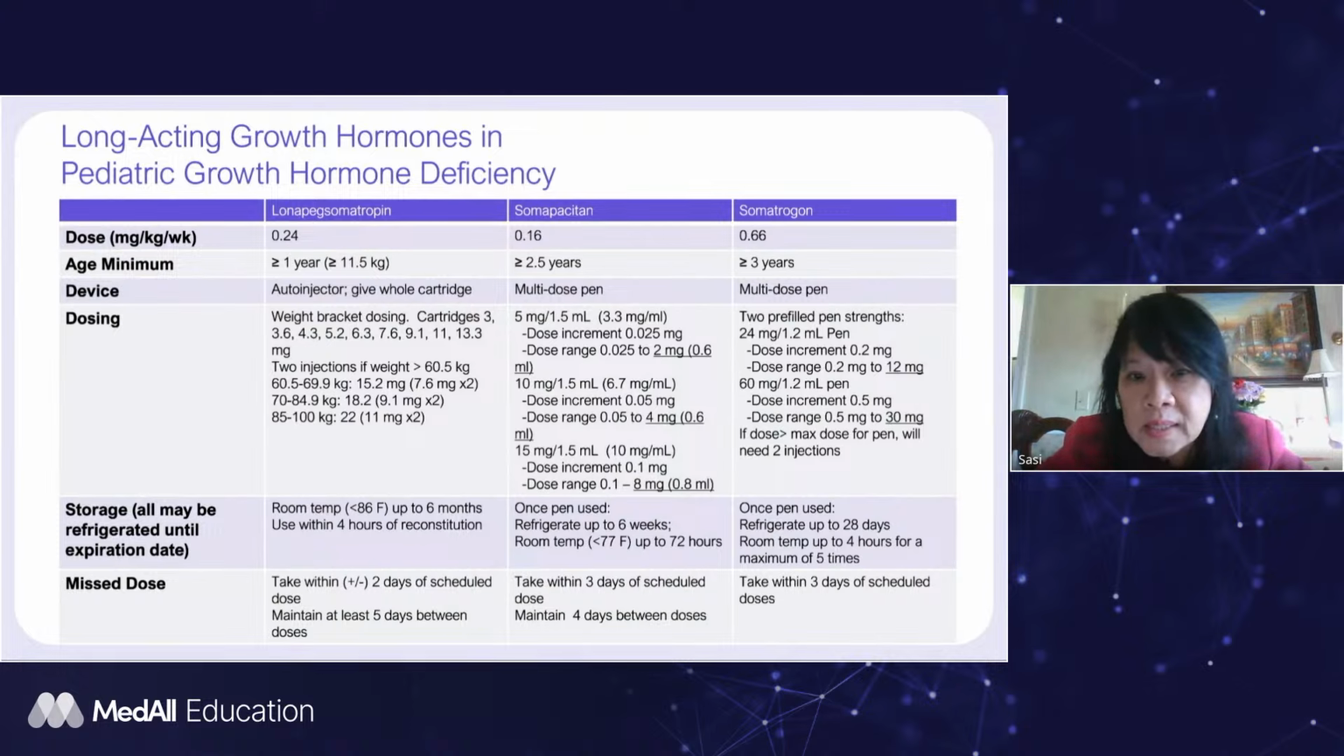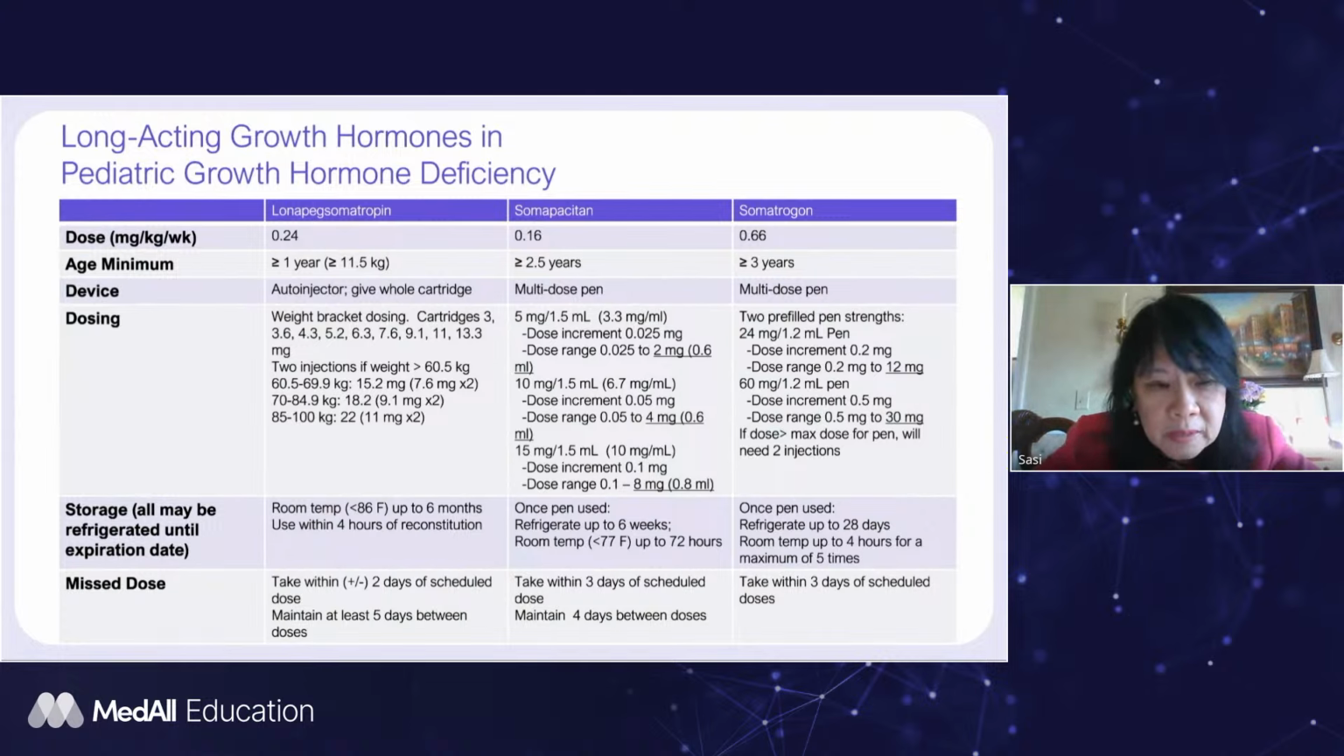somapacitan, this one comes in 3 different pen sizes, similar to the daily growth hormone. So we can adjust based on body weight. And somatrogon is similarly also adjusted based on body weight. And this one, the dose is quite high, 0.66 milligram per kilo per week. And that's because of the large molecular size of the growth hormone that binds to the protein.